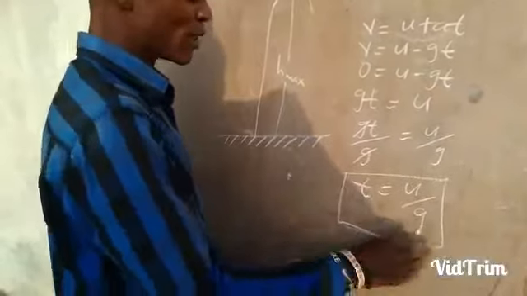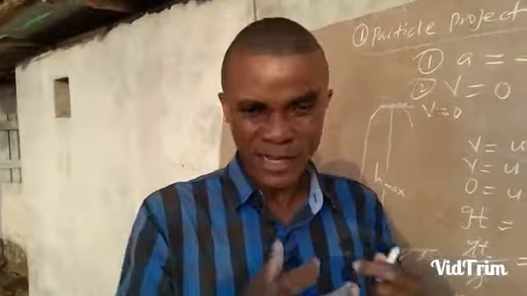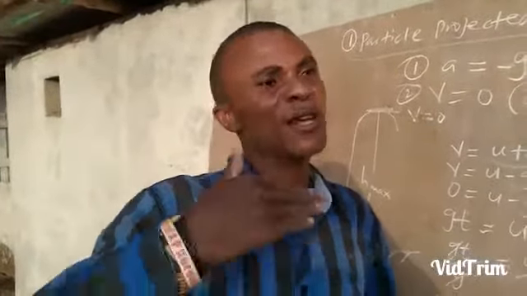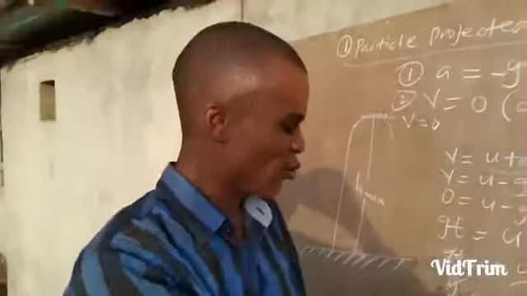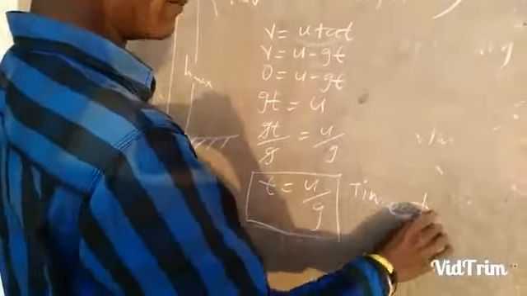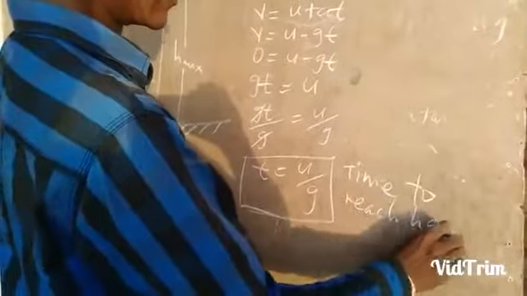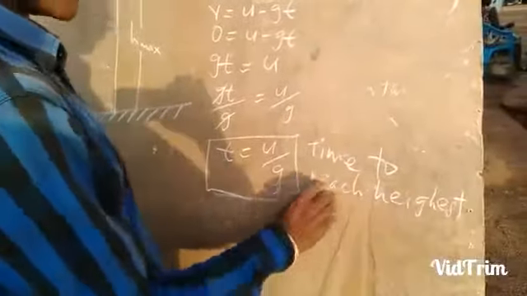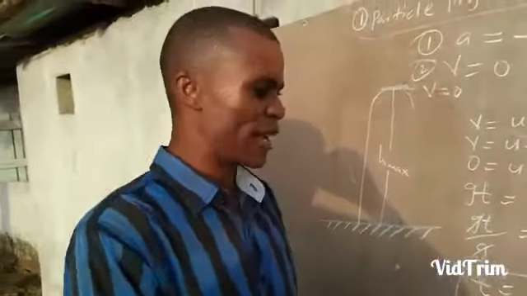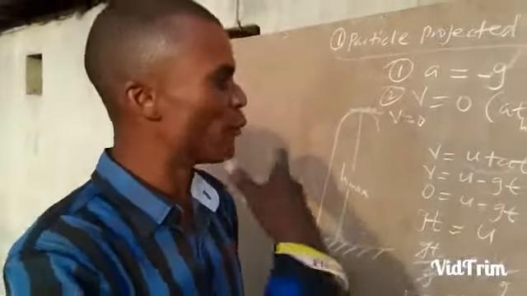What do we mean by small t? Small t is the time taken by the object to reach the highest point. Anytime you want to calculate the time taken by the object to reach the highest point, you use small t. And this is the time to reach the highest point. That is one of the things you should know. Small t equals u divided by g when you want to get the time taken by the object to reach the highest point. Now we move further to another case.